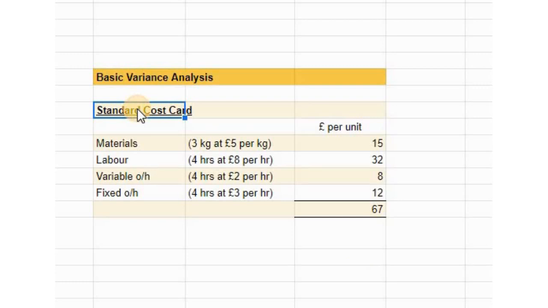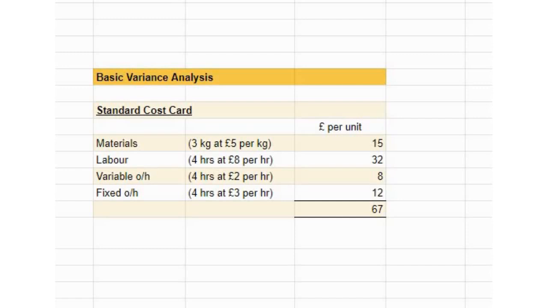This is a standard cost card that has been made by a company. They've decided that to make this unit, this widget, it's going to take 3 kilograms of materials at £5 per kilogram, a total of £15. Labour is going to take 4 hours of labour at £8 per hour, a total of £32.